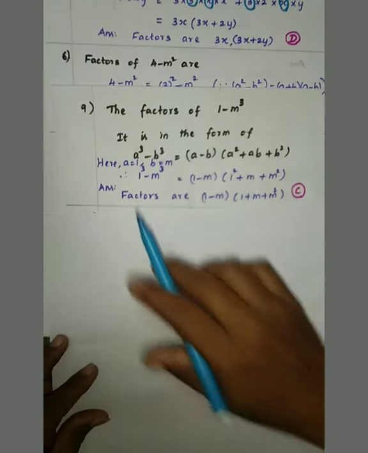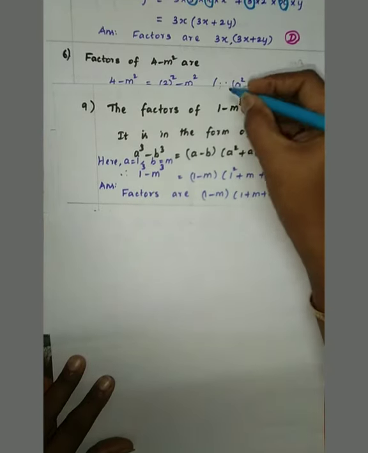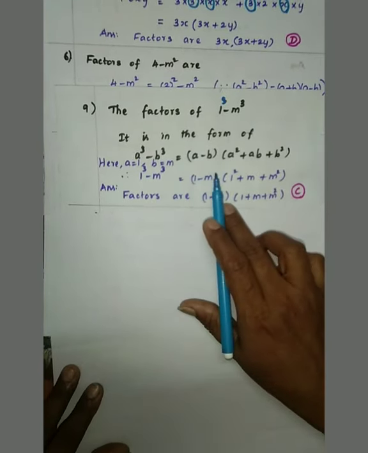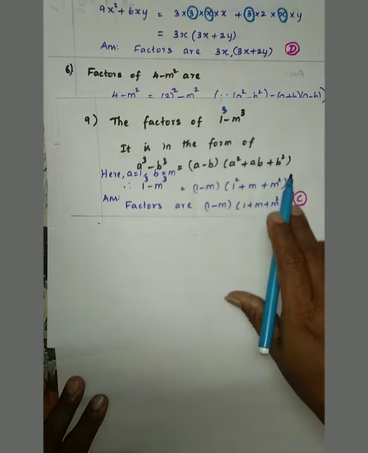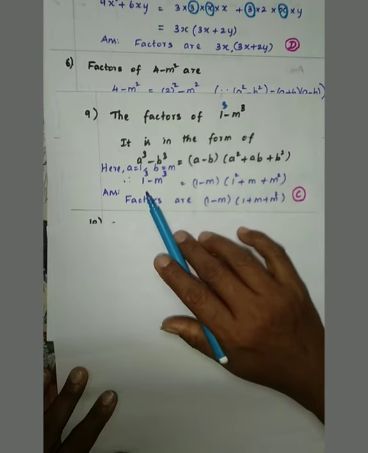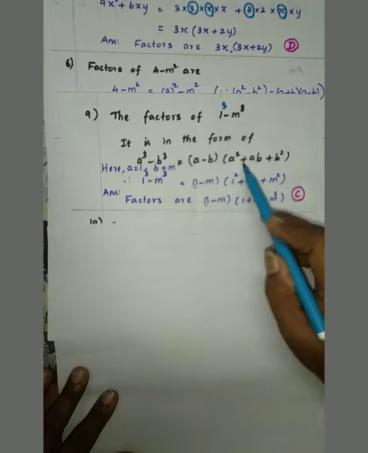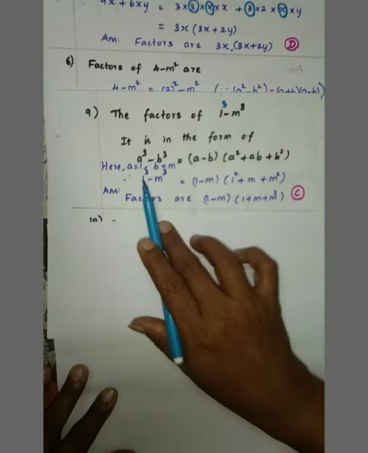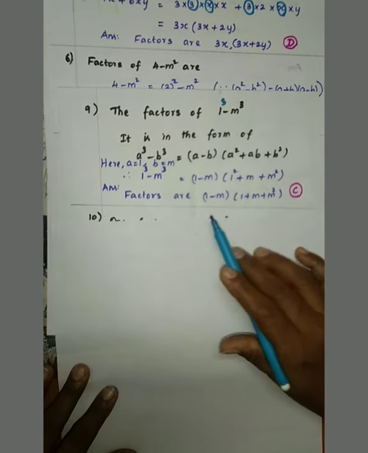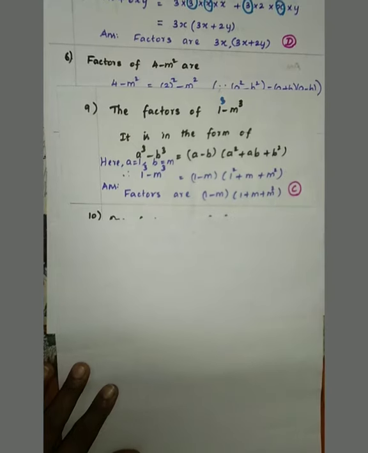Then ninth problem. The factors of 1 minus m cube. It is in the form of a cube minus b cube. The a cube minus b cube formula is a minus b into a square plus ab plus b square. Here a is 1 and b value is m. So 1 cube minus m cube equals 1 minus m into 1 square plus 1 into m plus m square. Therefore the factors are 1 minus m into 1 plus m plus m square. So the correct option is C.